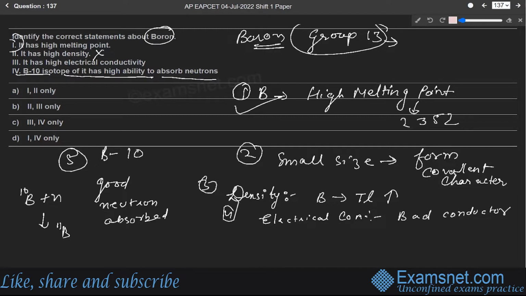The third option, it has a high conductivity. This is again wrong. The statement about isotope is correct. So the first and fourth are correct only, so option D is correct. Again, this is a very important question. This question has covered your 5 points. Let's go to the next question.